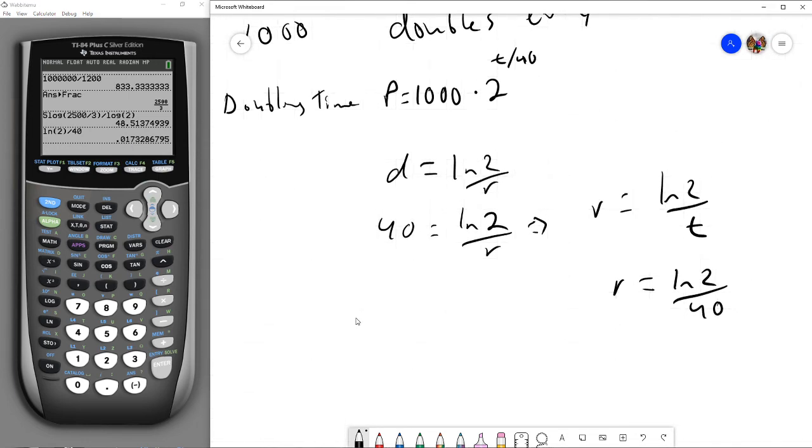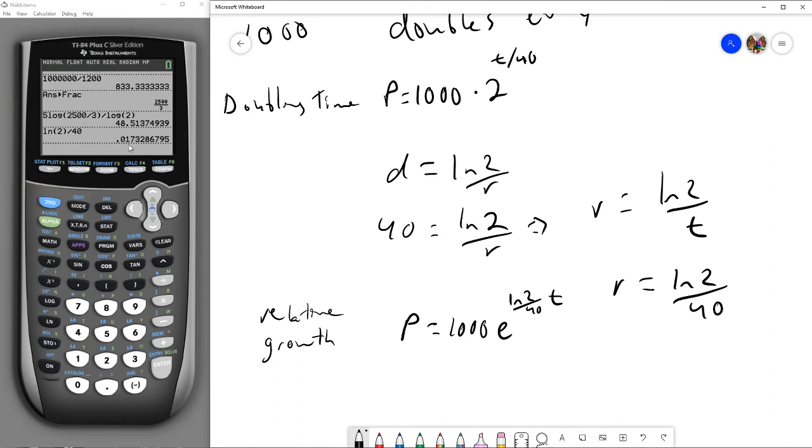So we can write this in terms of relative growth as P will equal 1,000 e to the natural log of 2 over 40 times t. I like to use natural log of 2 over 40 simply because if I use natural log of 2 over 40 for my calculations, I will get the exact value.